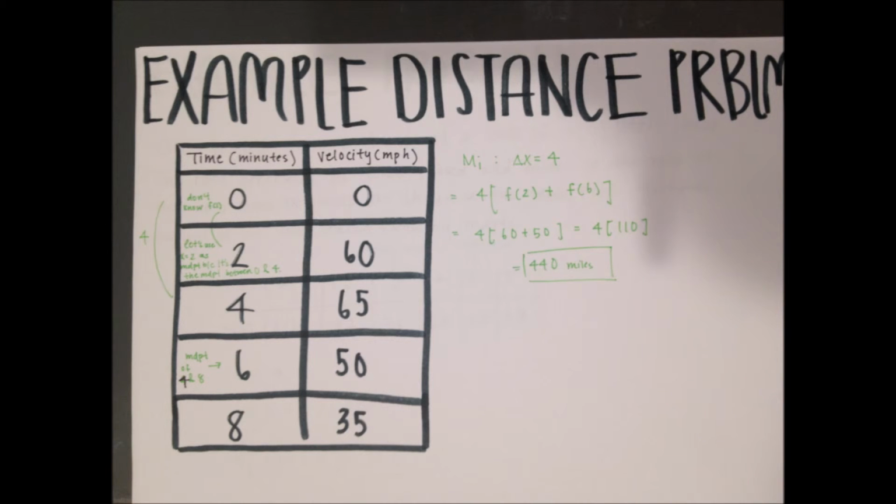This is another example distance problem utilizing Riemann sums. In the table, the x values are the time in minutes, and the y values, or the f of x values, are the velocity in miles per hour.